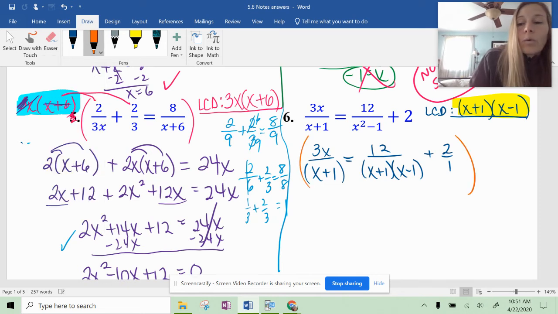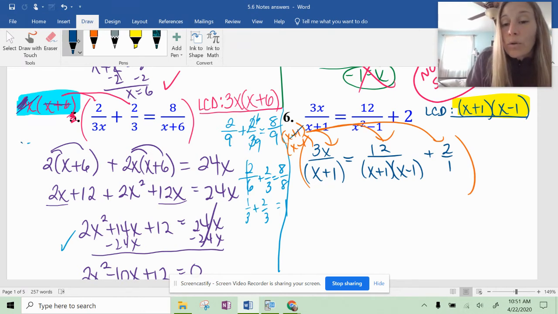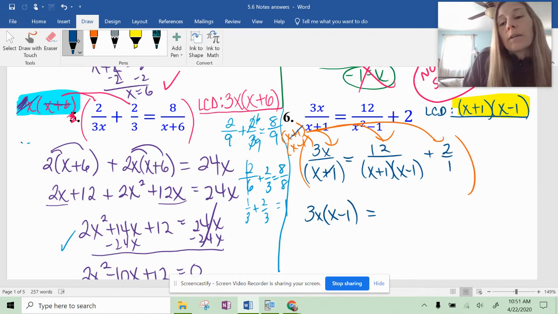So I'm going to distribute that whole thing, x plus 1, x minus 1, to all three of these terms here. So now when I multiply to the first one, obviously the x plus 1s would cancel, right? So I would have 3x times x minus 1. When I multiply to the second term here, right after the equal sign, both of the x plus 1 and x minus 1 will cancel, and I would just have 12. But when I multiply to the third term, I don't have anything in my denominator that's going to cancel, so it's going to be 2 times x plus 1 times x minus 1.